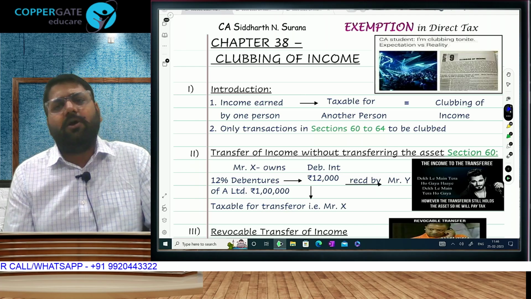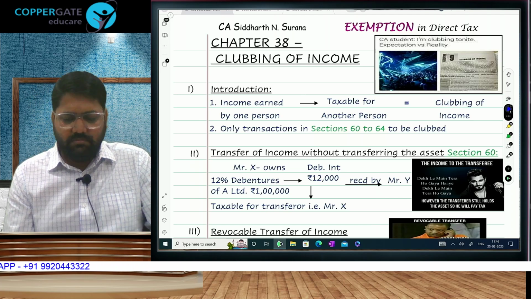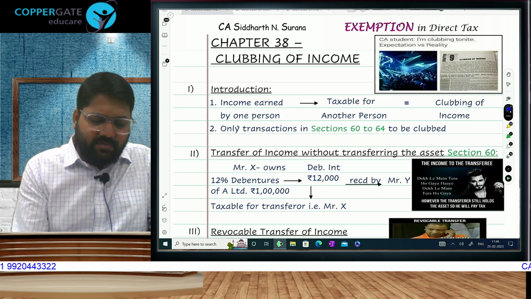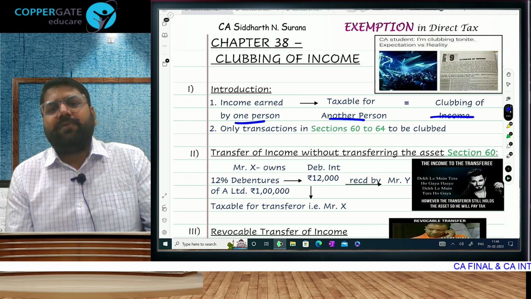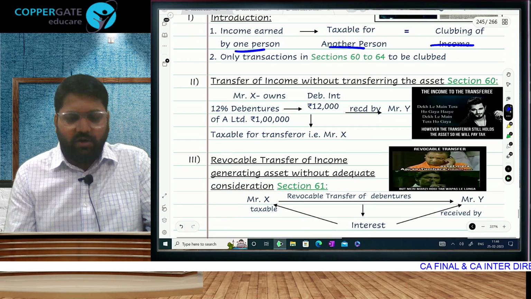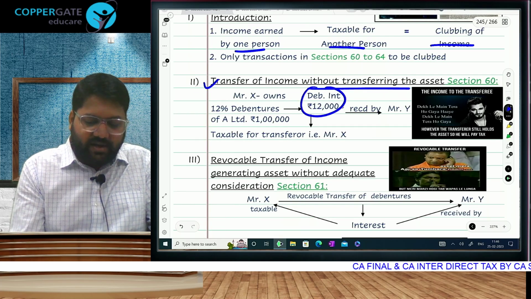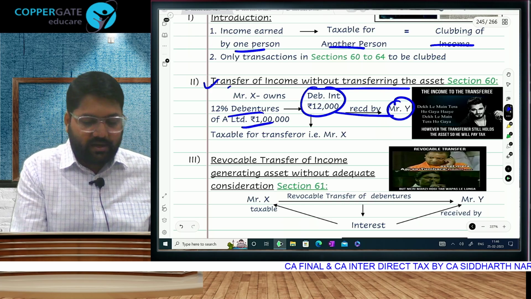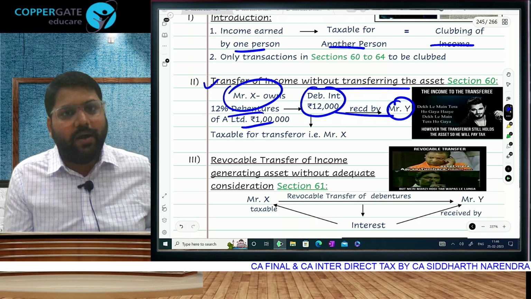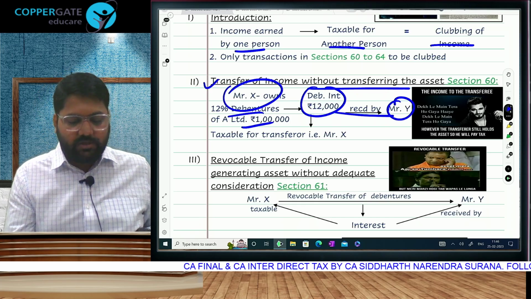So next chapter, clubbing of income. CA students, expectation versus reality. This is not that clubbing. When income earned by one person is taxed for another person, it is called clubbing, when you have to pay tax on income belonging to another person. What are the cases? Transfer of income without transfer of asset. So you are transferring debenture interest to someone, but you are keeping the debenture with yourself. So income will be taxed in your hands, because you are the owner of the asset. So income also belongs to you. Just transferring it to someone else's account is not going to help.